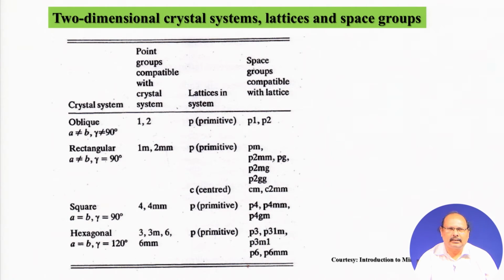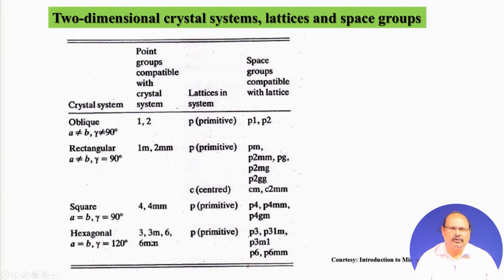Now, what are the 10 point groups of symmetry which can be combined with these 5 types of two dimensional lattices here? They are one-fold axis symmetry, two-fold axis symmetry, you have mirror plane, you have 2 mm, you have 4 and you have 4 mm, and you have three-fold axis symmetry, you have 3 m combination, you have 6-fold axis symmetry and 6 mm. So, there are a total of 10 point groups of symmetry.